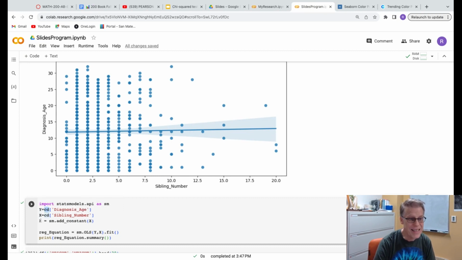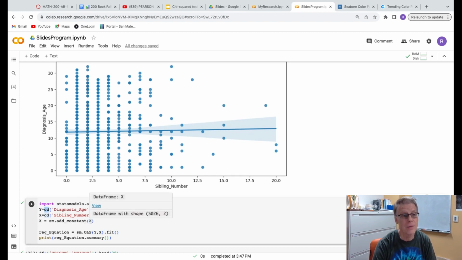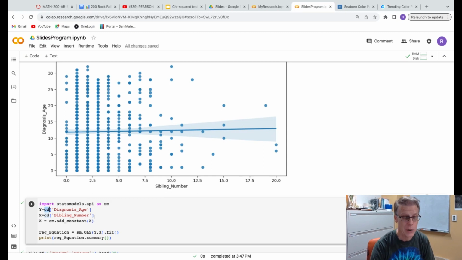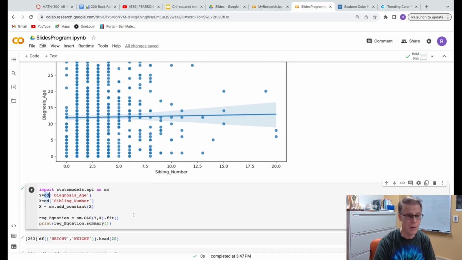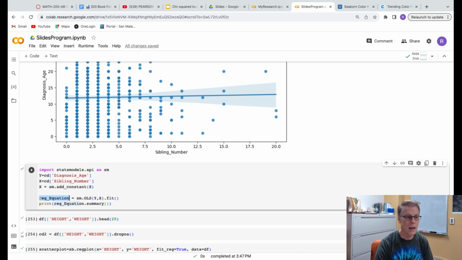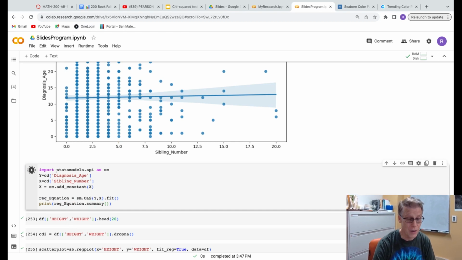And then you have to say X is sm.add_constant of this X that you created. So this is putting a little bit of extra on your X variable. And then you make a regression equation with this line. And then print out the summary for that regression equation that you created. All right, it's a lot that this is going to do. Check it out. Shazam.